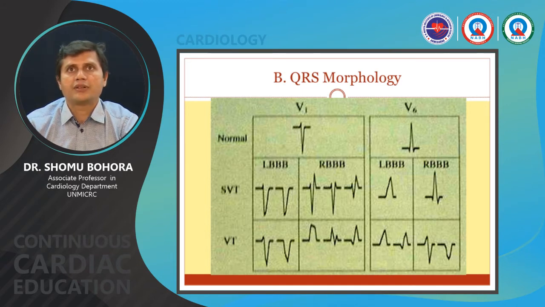So normally you have narrow complexes, while if you have bundle branch block in an SVT, in V1 you have an RS complex, and in V6 with LBBB you have an R wave. In RBBB in SVT there is an RSR dash complex. The R dash is taller than the initial R in V1. In RBBB you have a Q, R and S wave in V6. So this is normally seen with SVT, and this is typical bundle branch block pattern.